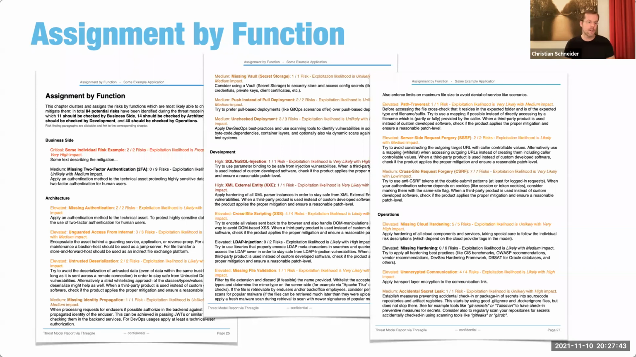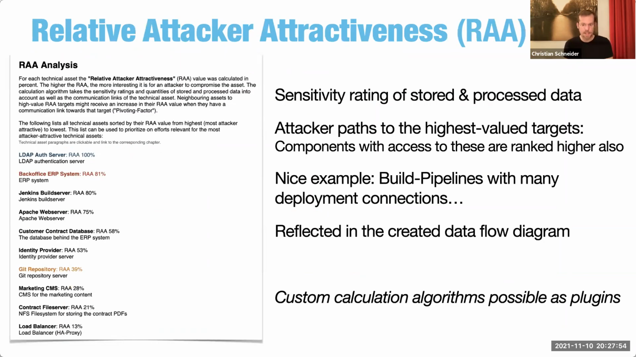Some risks are on the architecture side, some are to be checked and worked on the development side, and some are just for the operations. So in terms of encryption of protocols and stuff like that, for example. Then some very interesting values calculated, the RAA, relative attack attractiveness. That's a pluggable algorithm. So you can either use the built-in one or plug your own into that.